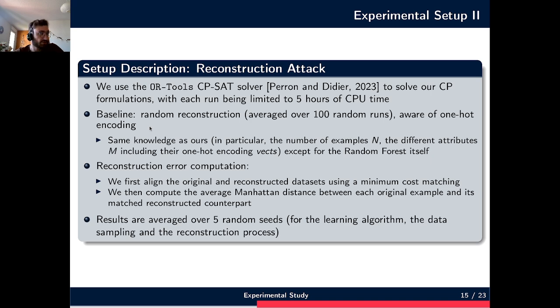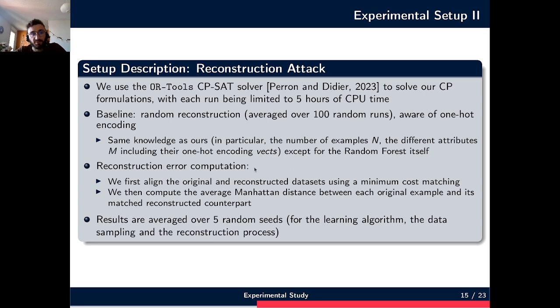We will compare our results to a random reconstruction baseline, which is aware of one-hot encoding and which actually models all the knowledge we can have, except that coming from the random forest itself. So this random baseline knows the one-hot encoding information. It produces random reconstructions that are consistent with the one-hot encoding. It also knows the number of examples and the number of attributes. And so what matters in our results is the difference with this baseline, because it really comes from the knowledge coming from the structure of the forest.